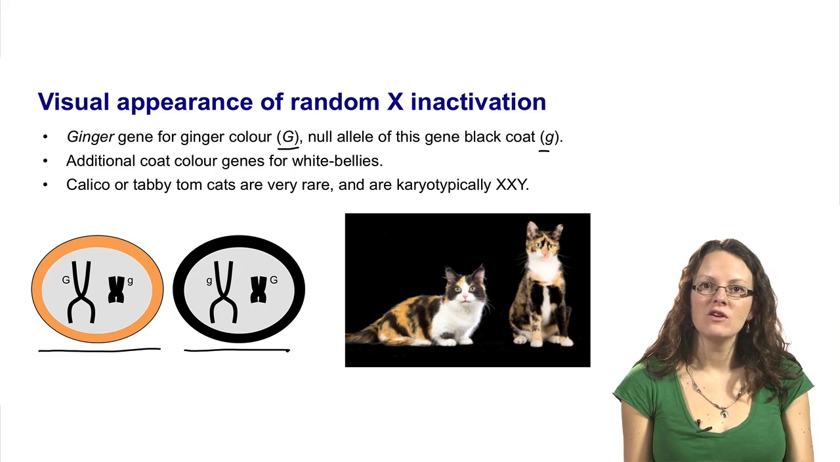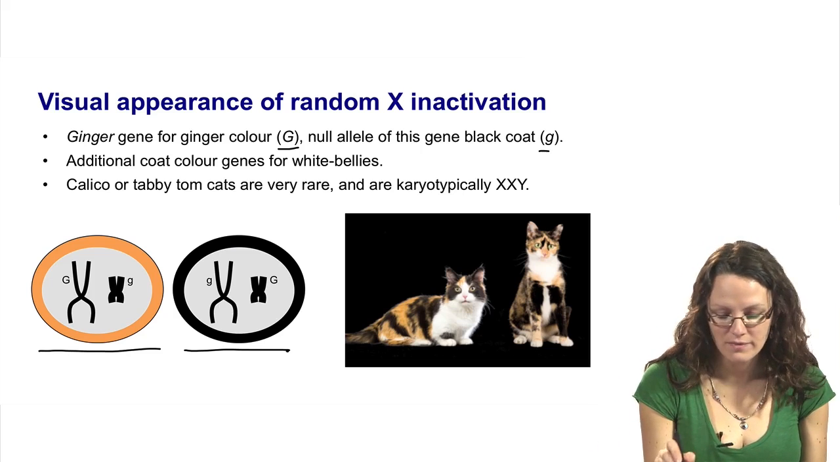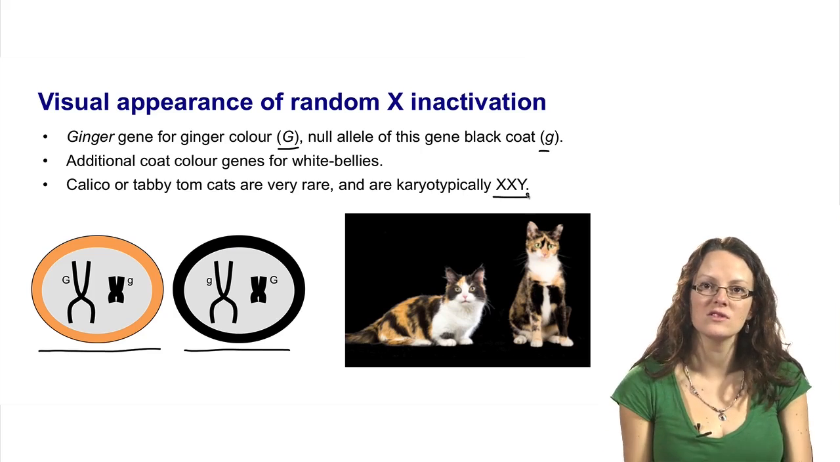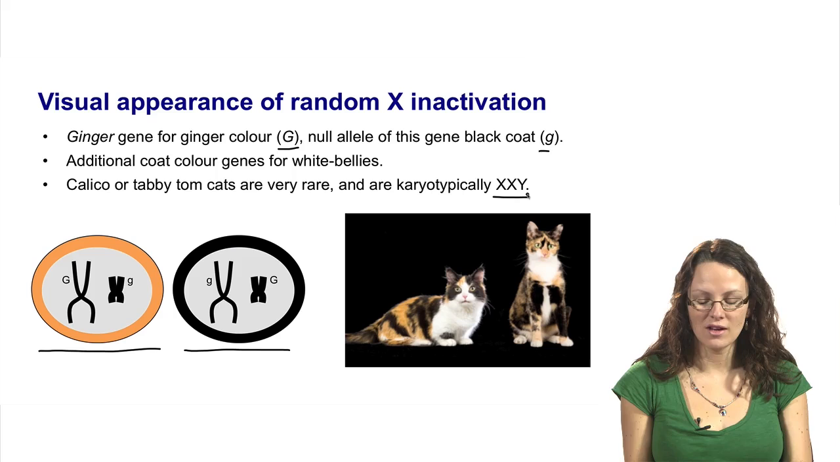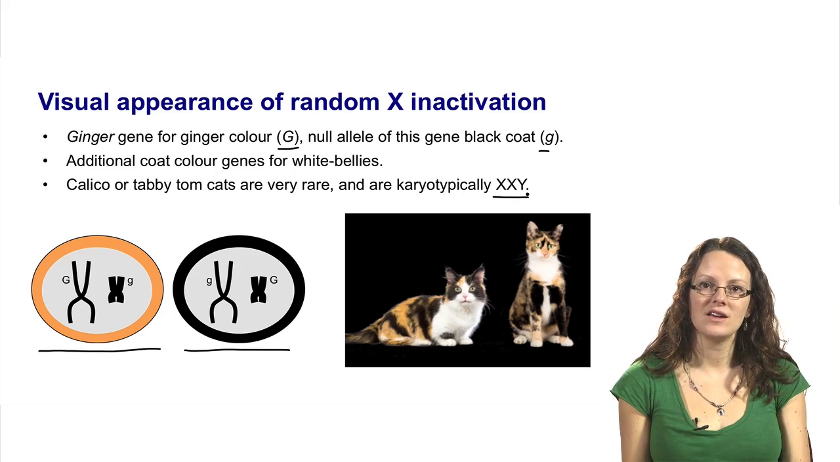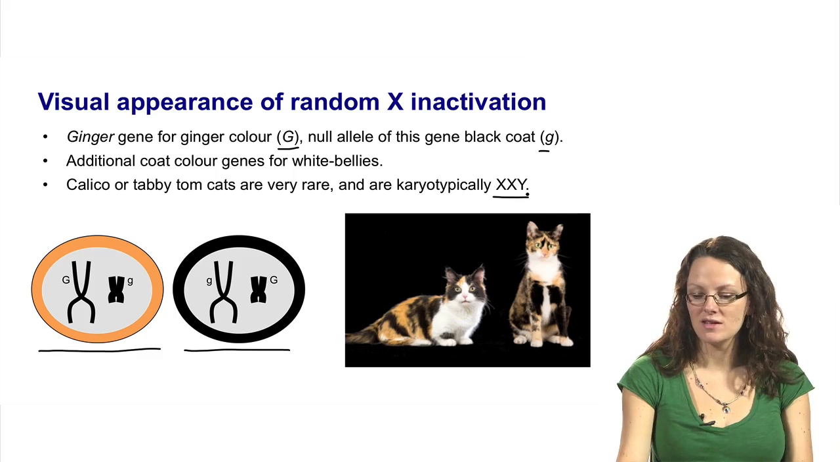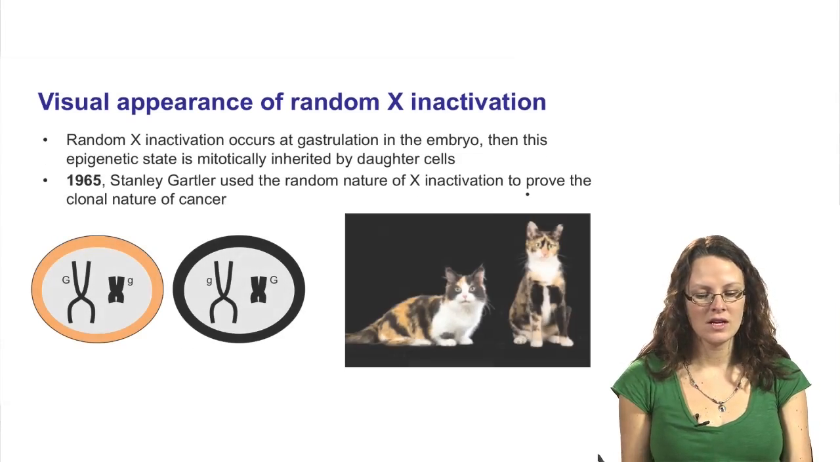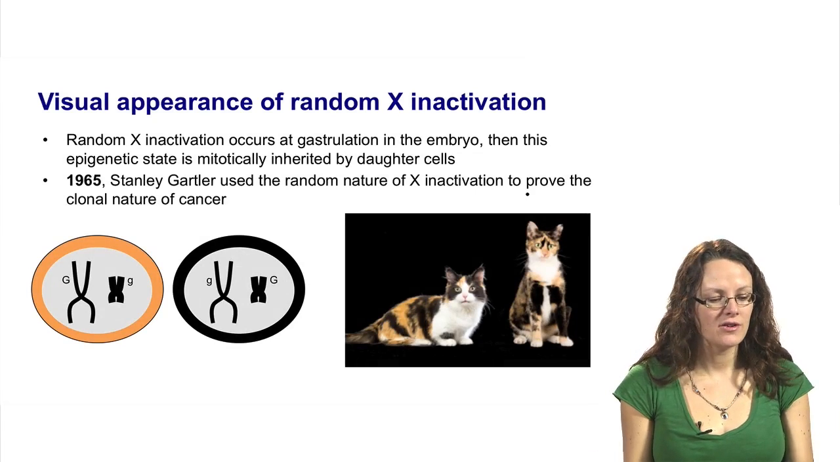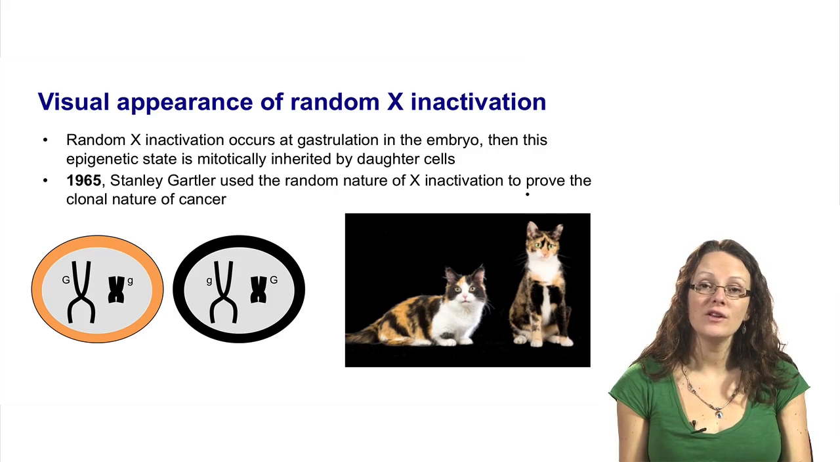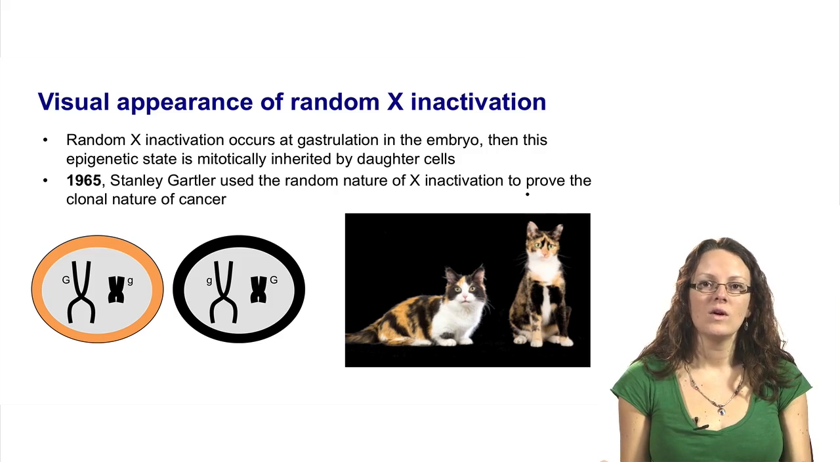As I've mentioned before, we really don't see male cats that display this calico appearance. And if they are found, they are, in fact, karyotypically XXY. So from what I've just told you, they're Klinefelter's cats, if you like, and they have one X chromosome that's inactivated, and that's why they display a similar phenotype to the females. So it was studies like this that led Mary Lyon to make her hypothesis in 1961. The key point here is that random X inactivation occurs very early in embryogenesis, around gastrulation, and once that choice is made, it's mitotically heritable.